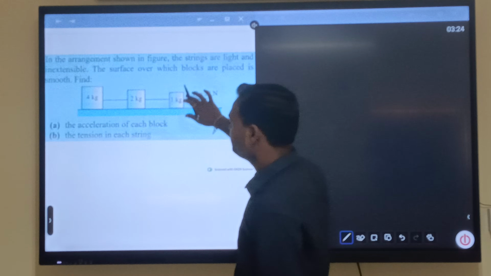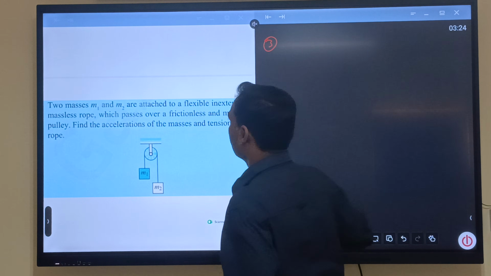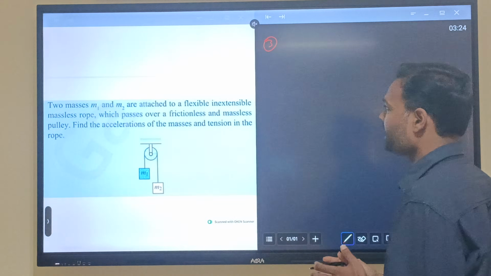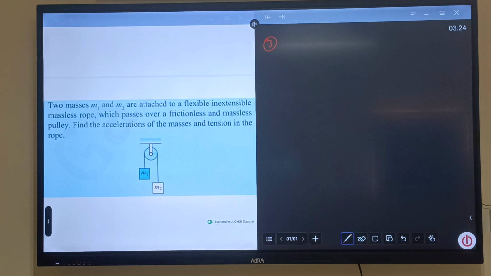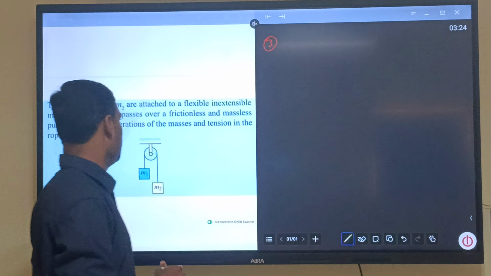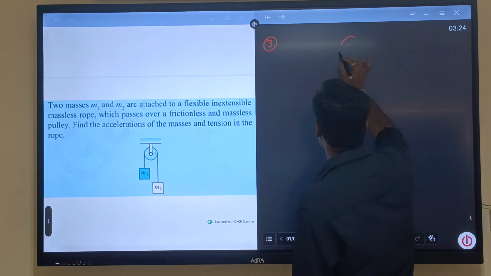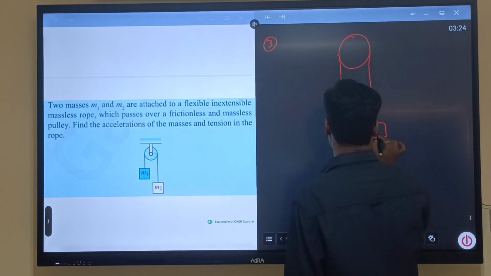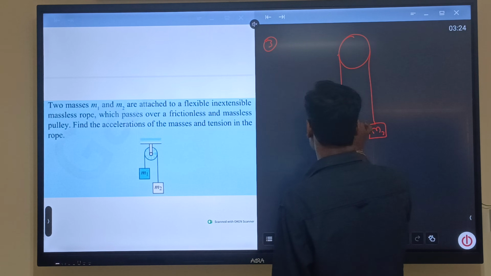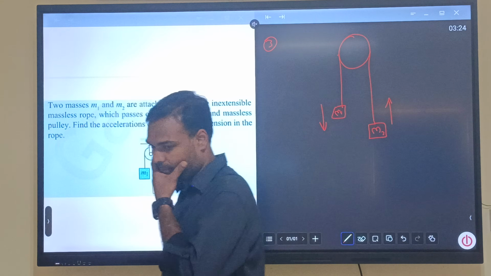Then third one. Here two masses M1 and M2 are connected to a flexible, inextensible, massless rope which passes over a frictionless and massless pulley. Find the acceleration of the masses and the tension in the rope. See here, this is the case. M2, M1. Suppose M1 is moving in the downward direction, M2 is moving in the upward direction.